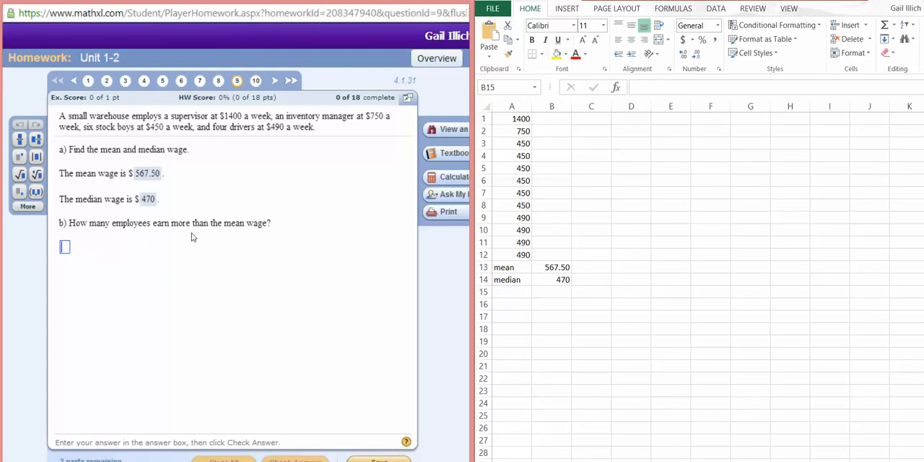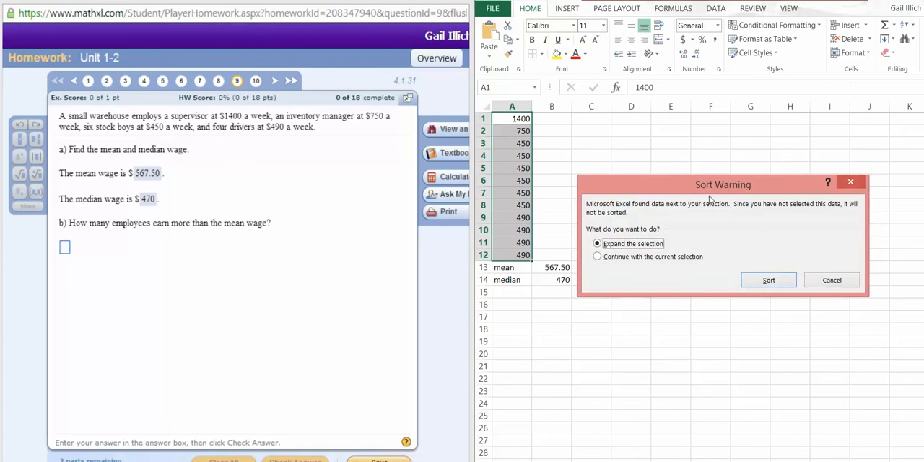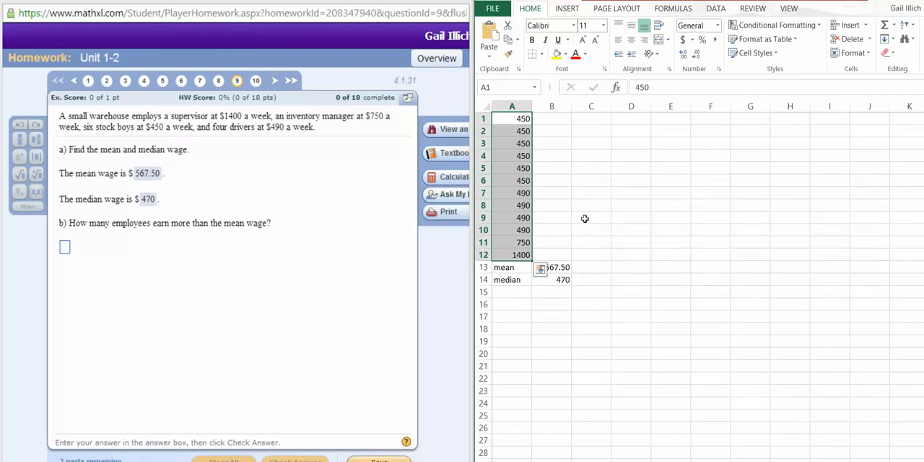How many employees earn more than the mean wage? You might want to sort this data. This is a fun little skill, from highest to lowest. What you could do is just highlight the row, and if you come over to this A to Z, it'll order. So we could sort from smallest to largest. That might be helpful. I just want to continue with the current selection, so I'll ask it to sort. And now it has that data sorted.